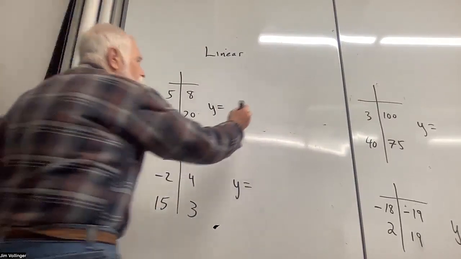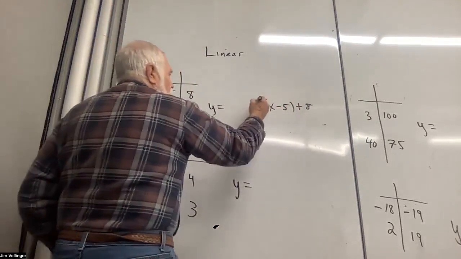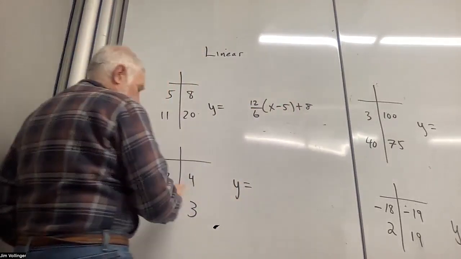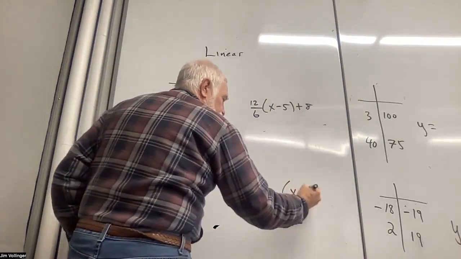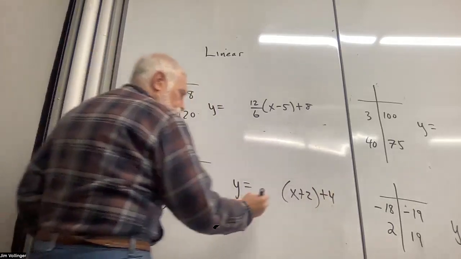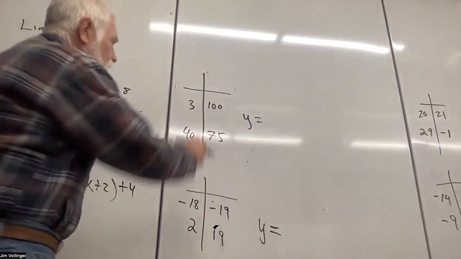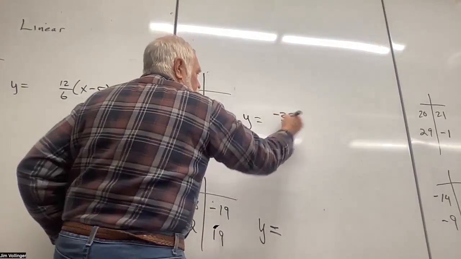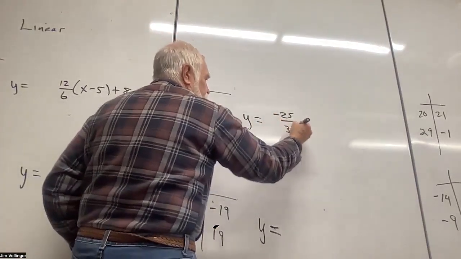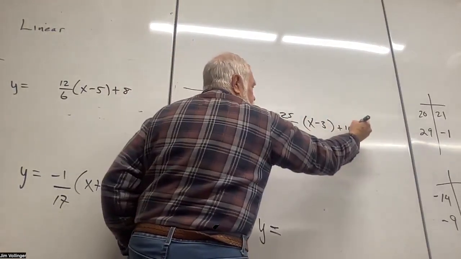All right, linear. X minus 5 plus 8. Change in Y, 12. Change in X, 6. Linear. X minus 2 becomes X plus 2 plus 4. Negative 2 to 15, change of X, 17. 4 to 3, down 1, moving along. All right, 100 to 75, down 25. 3 to 40, up 37. X minus 3 plus 100, done.